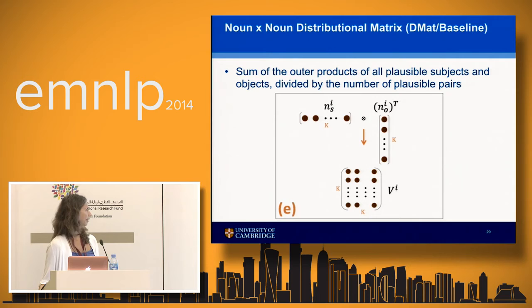And then finally, the noun by noun distributional matrix. This is just the baseline. It's a corpus counting framework in which we sum the outer product of all plausible subjects and objects divided by the number of plausible pairs.